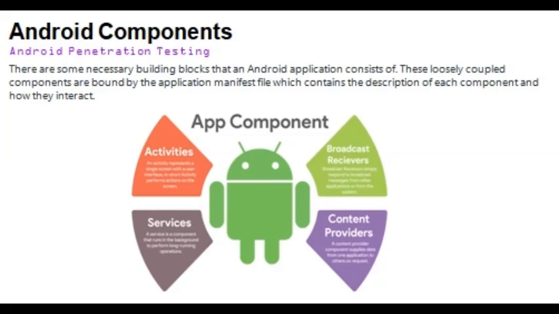So if we talk about the first one, that is activities. Activities are said to be in the presentation layer of our applications. The UI of the application is built on one or more extensions of the activity class. By using fragments and views, an activity sets the layout, displays the output, and also responds to user actions.